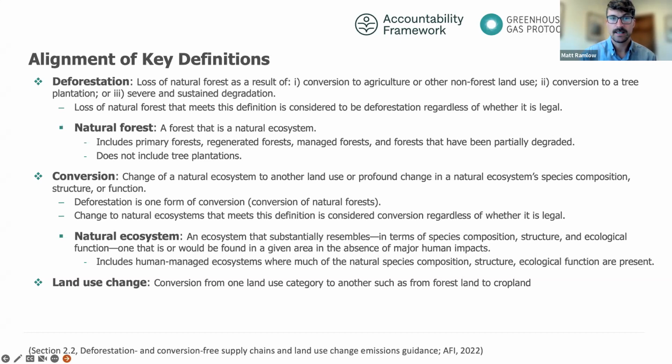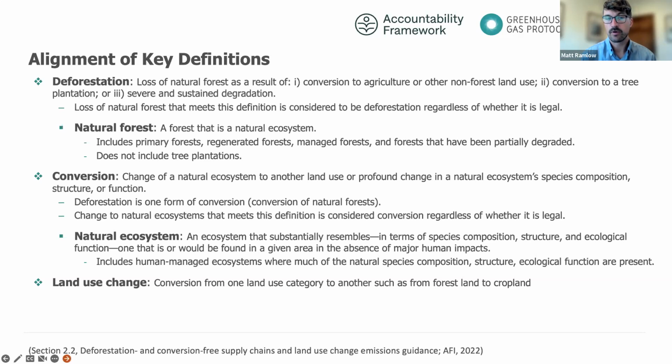So here you can see deforestation, as Martha and Leah were referring to earlier, is defined as the loss of natural forest as a result of conversion to agriculture or other non-forest land use. It can also include conversion to a tree plantation or severe or sustained degradation. And again, the loss of natural forest that meets this definition is considered to be deforestation regardless of whether or not it's legal.